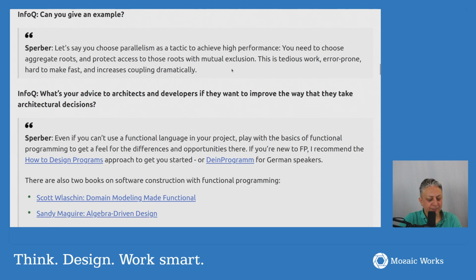We've gone through various cycles here, and of course this is where functional programming shines. You can switch to parallel processing quite easily when you have immutability.